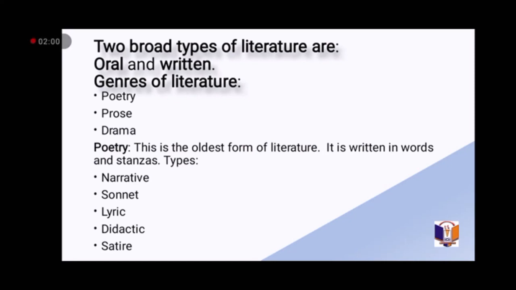Then we get to literature. There are two broad types of literature. We have oral literature and written literature. Oral literature are the ones that are passed from generation to generation orally. In the olden days, there was nothing like anything written. So they passed poetry, prose, and drama through oral means. So they talk to people, they discuss, they perform on stage, and people listen to them and clap for them. Probably from there they learn one or two things.